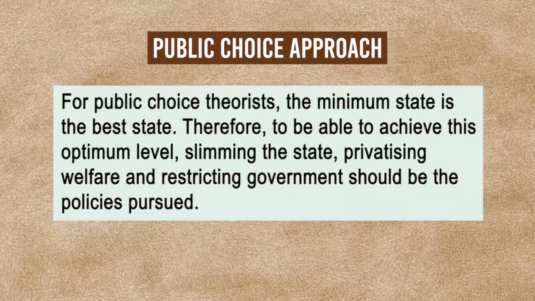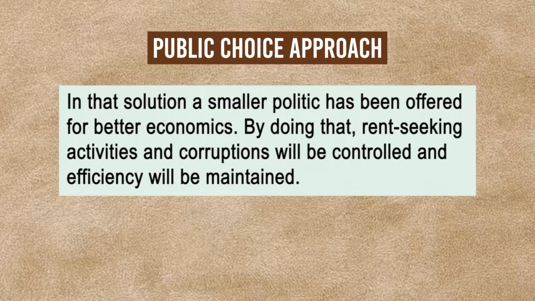Therefore, to achieve this optimum level, they say that the state should be slimmed, with privatizing welfare and restricting the government as the policies pursued. The public choice scholars' main solution is to limit the government by constitution, in all the developed and the developing countries, in order to control central expenditure, revenue, debt, etc. So basically, they just talk about the minimalist state. That solution, a small polity, is also offered for better economics. By doing that, rent-seeking activities and corruption will be controlled and efficiency will be maintained.